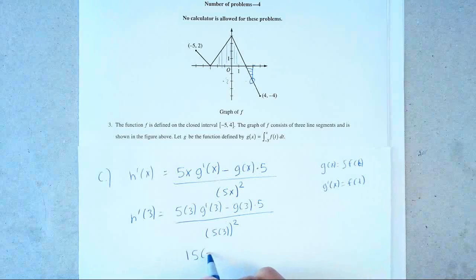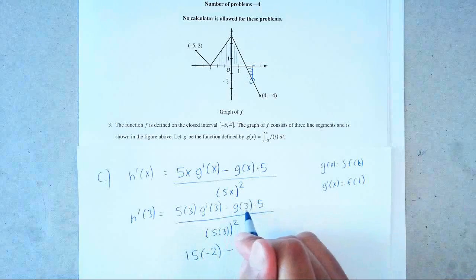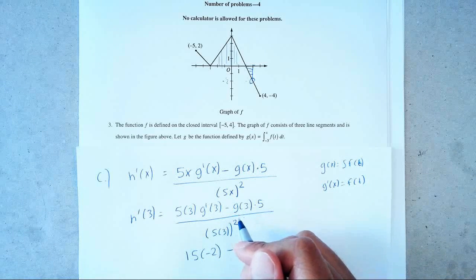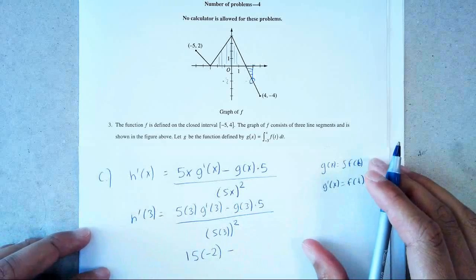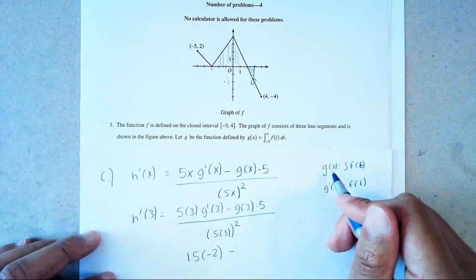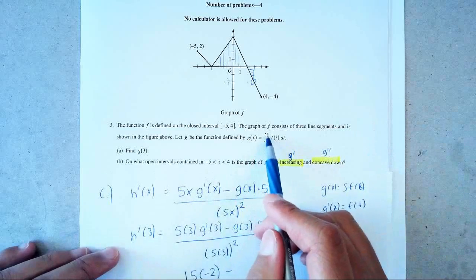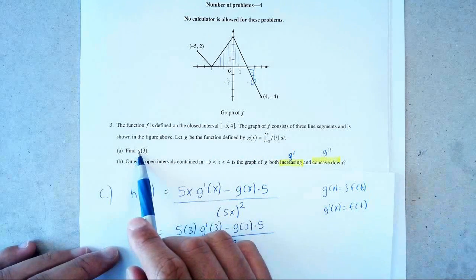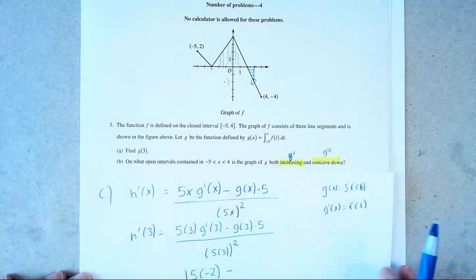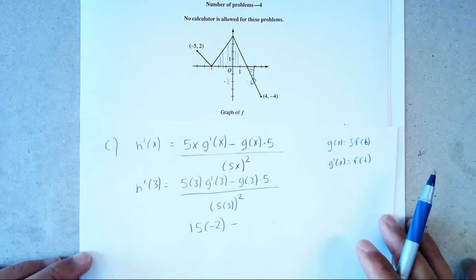So right next to here, you're going to put negative 2 minus g of 3. Well, did they ask you to already find g of 3? We did. They actually asked us to find g of 3 in the beginning. g of 3 here is the integral from negative 3 to 3 that we found in part A. And we said the integral for part A was 9.